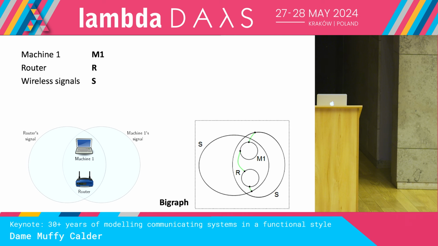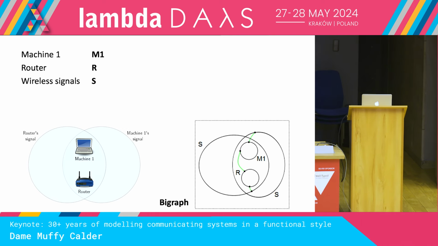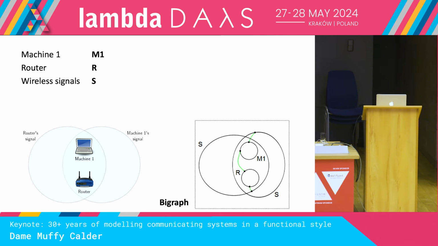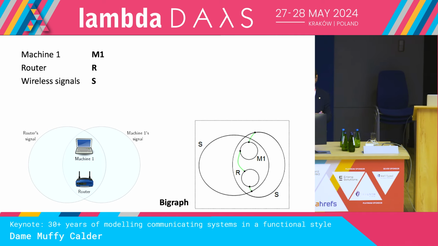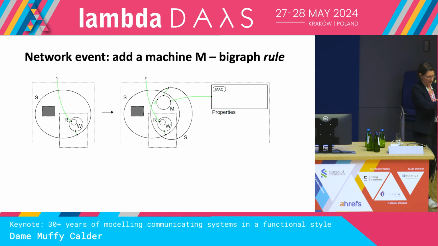On the right is a bigraph representation of this. In bigraph graphical notation, you can use any shape to denote an entity. You can also use colors. So basically, you have a very, very rich type structure. There are no colors here, but in the next example, there will be colors. Hopefully, that looks rather similar to the picture on the left. Here the router and the machine M1 are linked to their signals. The router can sense M1's signal, and the router and the machine are linked. They're part of the network. I'm going through this very fast, so you'll just have to trust me.